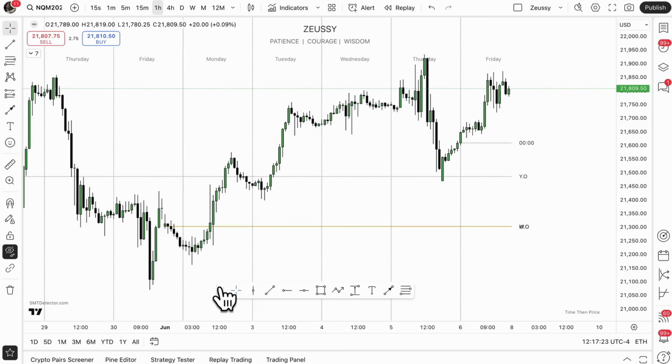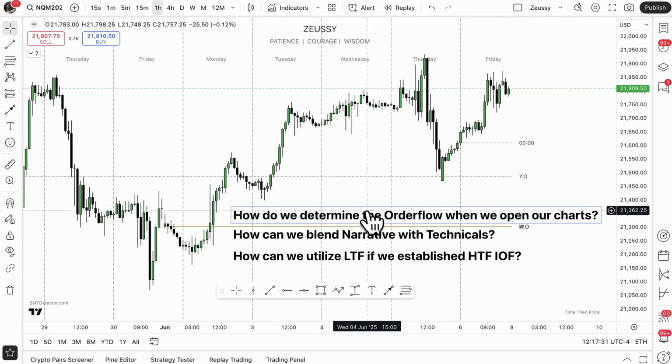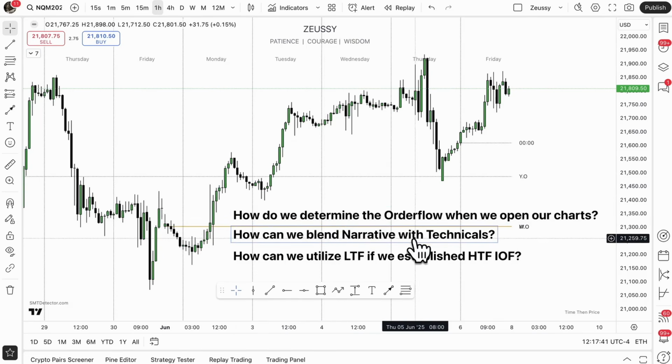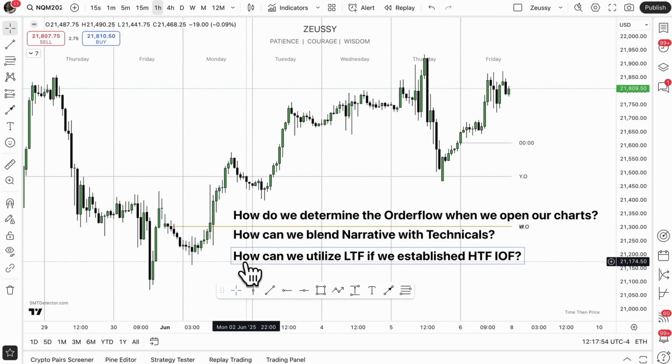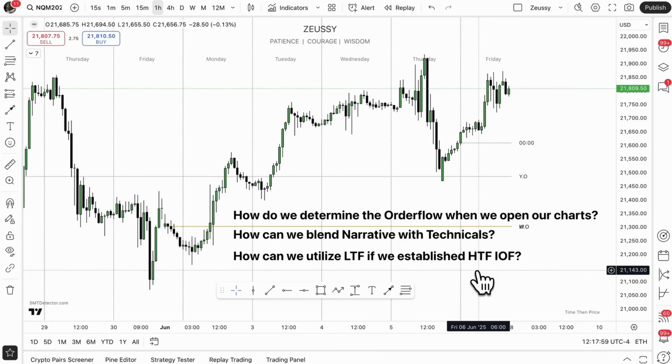Now, I've defined these questions as best as possible to make them as general as possible. The first question is: how do we determine the order flow when we open our charts? Meaning, how do we determine whether we're currently in bullish or bearish order flow? Secondly, how can we blend narrative with technicals, meaning how can we blend the overall understanding behind why something should happen with what the chart is telling us, whether price is bullish or bearish. The third question is: how can we utilize lower time frames if we established higher time frame IOF?